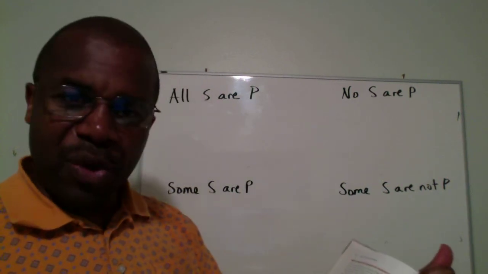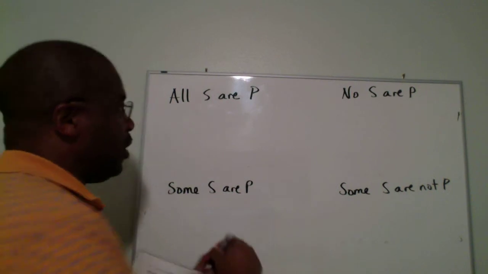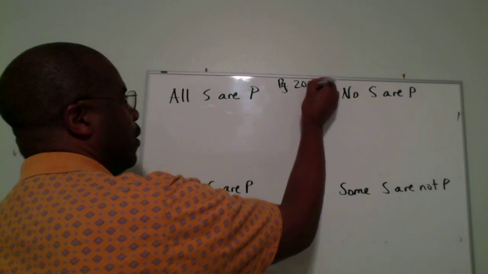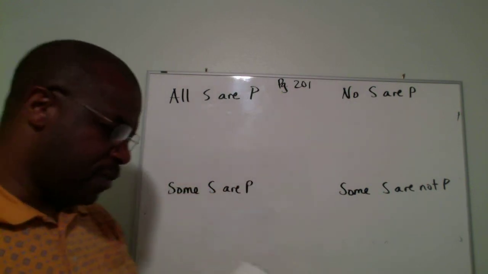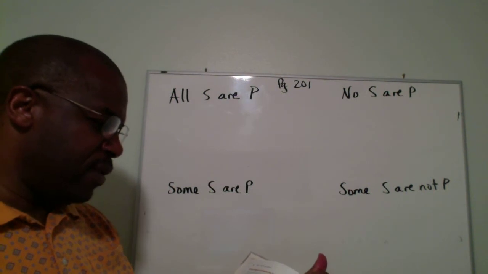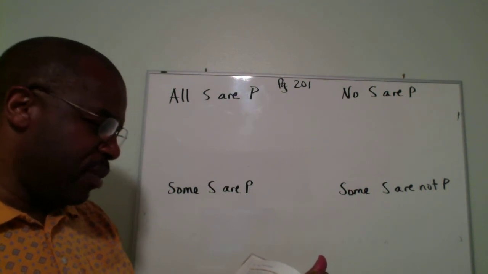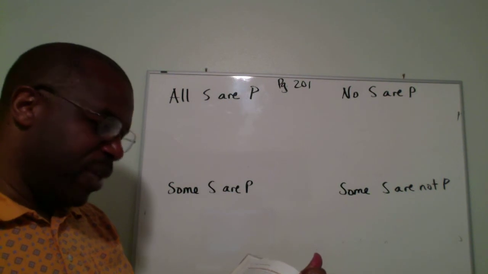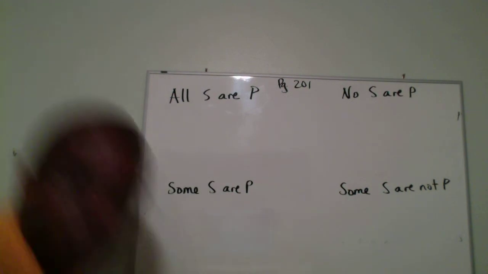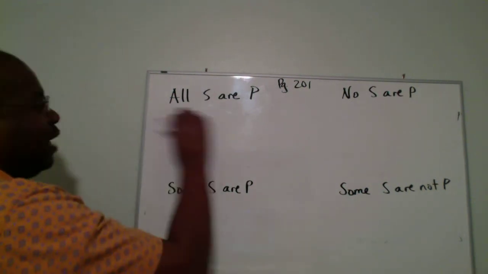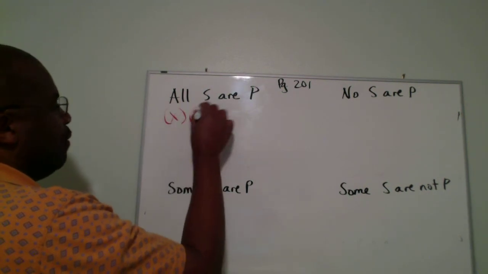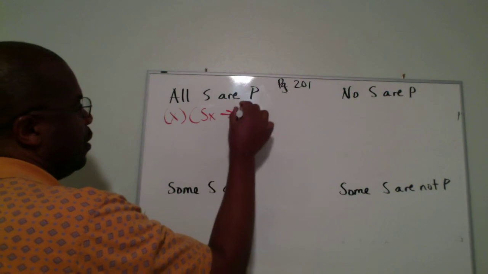Again, it's page 201. Let me put it up here, page 201. All those statements: any S is a P, every S is a P, each S is a P. If anything is an S, then it is a P. Things are S only if they are P, only P are S. All those statements are reducible. All those statements up here are reducible to this: for all x, if x is S, then x is P.